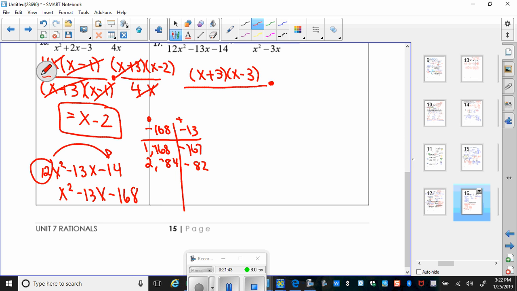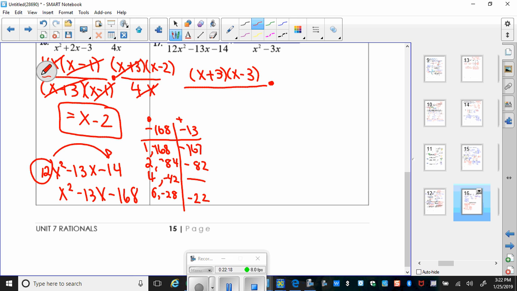Let's see, 3 is not a factor of 168. Let's see if 4 is a factor. 4 is a factor, so 168 divided by 4 is 42, and that wouldn't work. Okay. 168 divided by 6 is 28. So 6 and negative 28. Well, negative 28 plus 6 is negative 22. So we'll keep going.